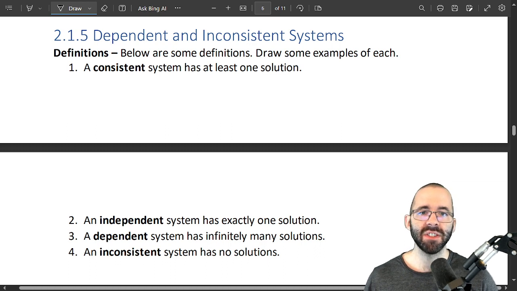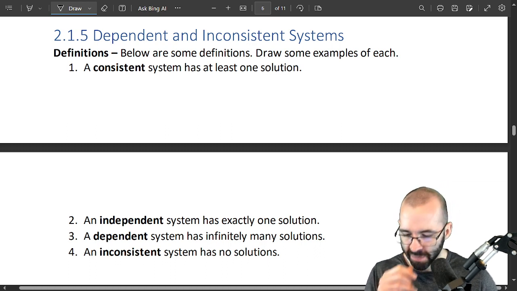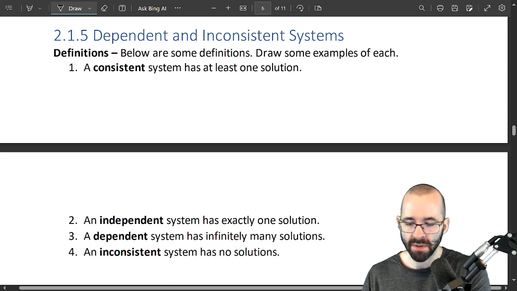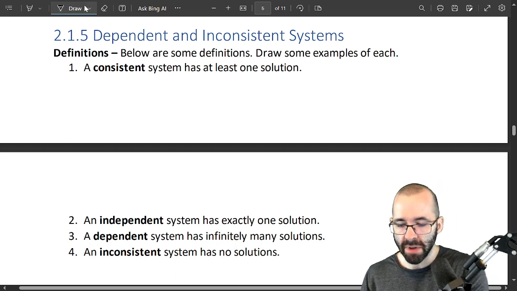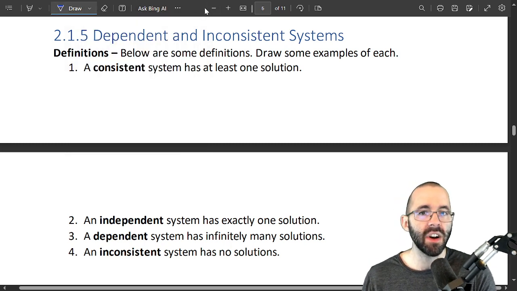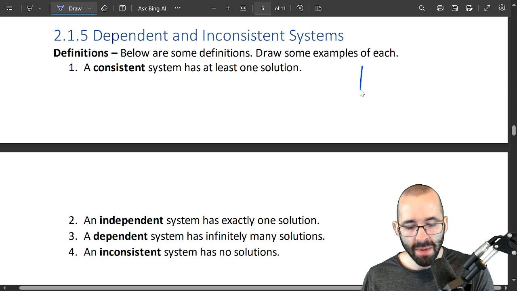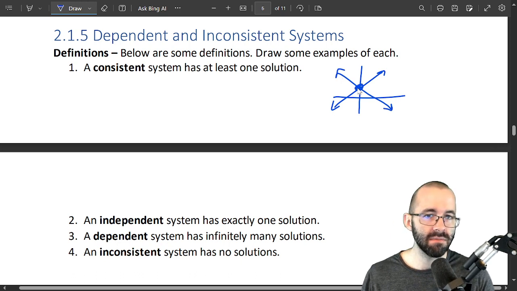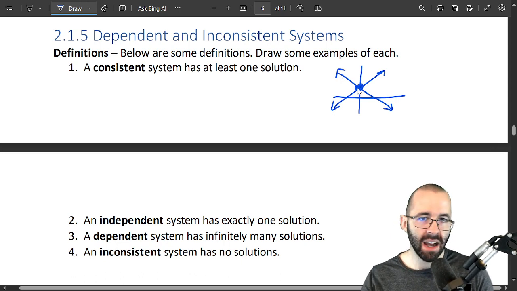So below are some definitions. We're going to draw some examples of each. So a consistent system has at least one solution. So we've been having that, right? All of our examples have been consistent systems so far. We've all had solutions. So maybe that system has one equation that looks like this, one equation that looks like this, and there was a solution here. It's consistent if it has at least one solution.